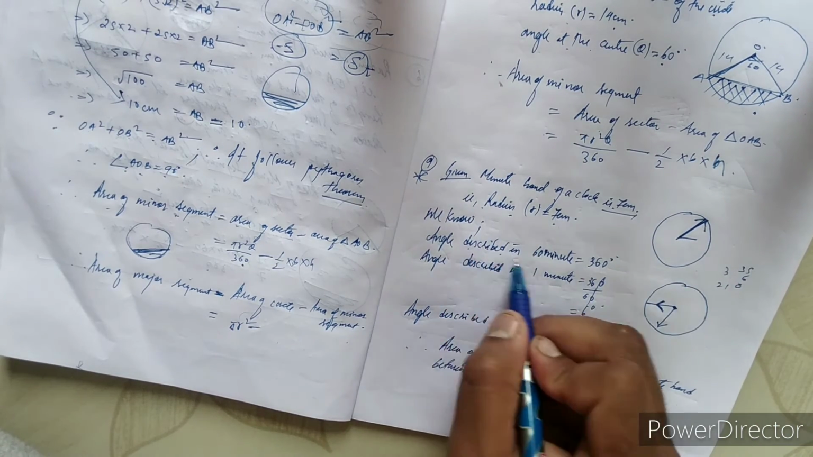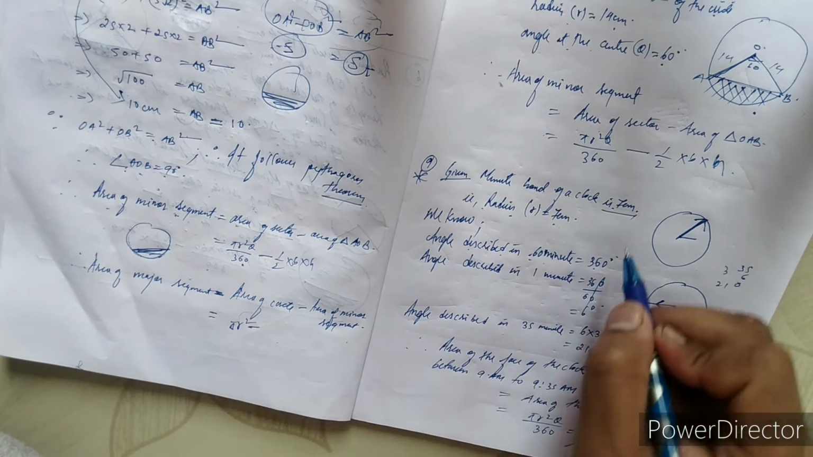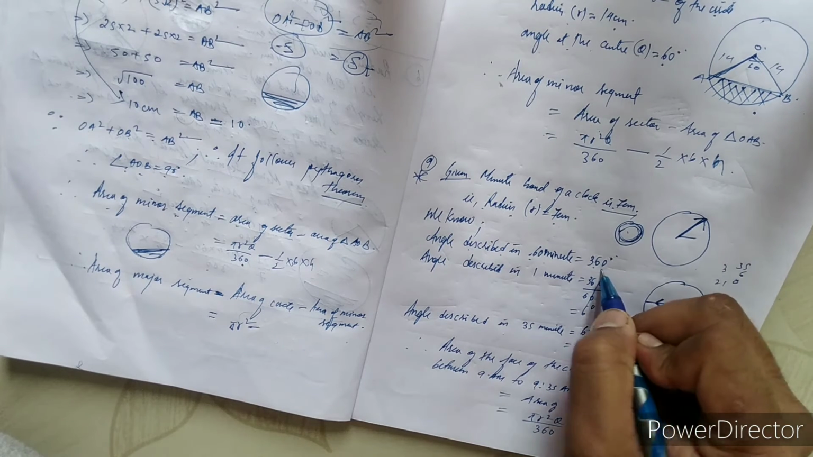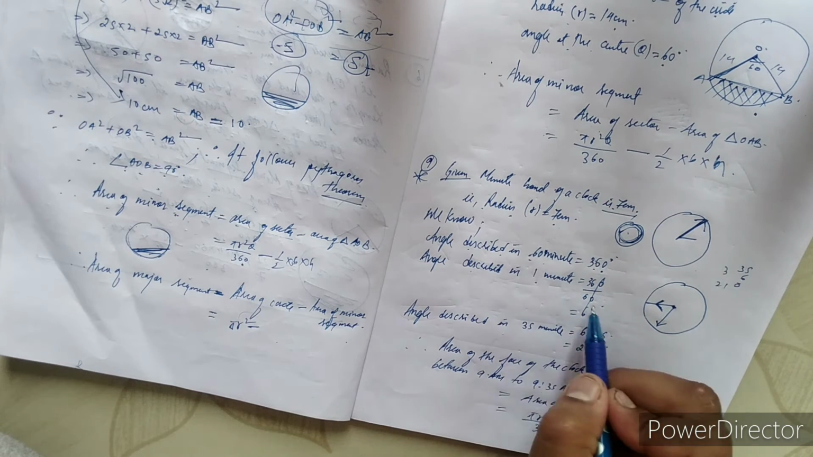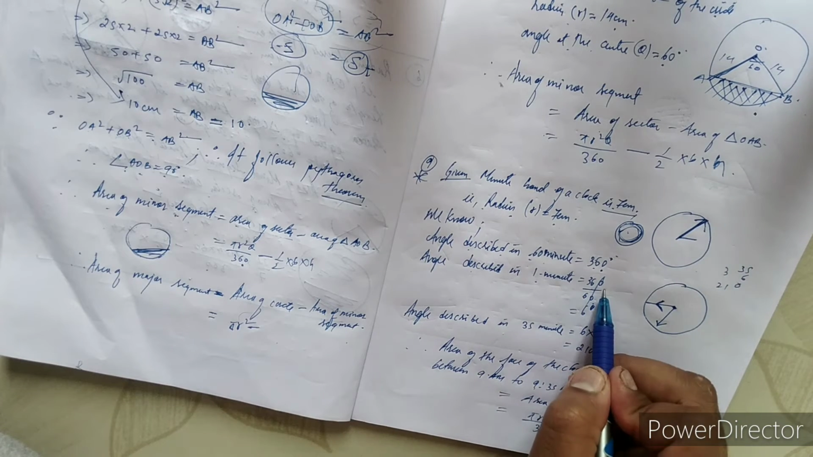We know that in 60 minutes the angle described is 360 degrees. 60 minutes means one full rotation, which is 360 degrees. So the angle described in 1 minute will be 360 divided by 60, which is 6 degrees. So in 1 minute we have this much.